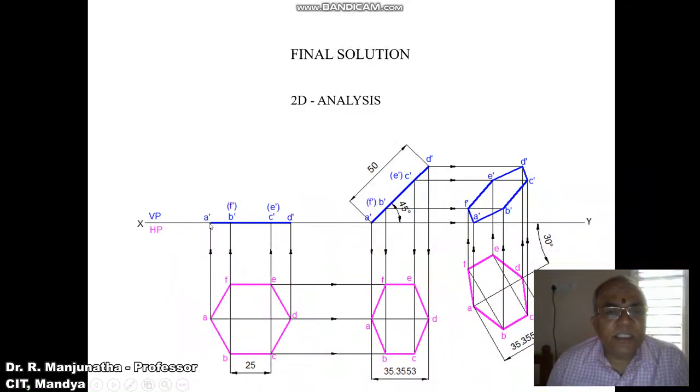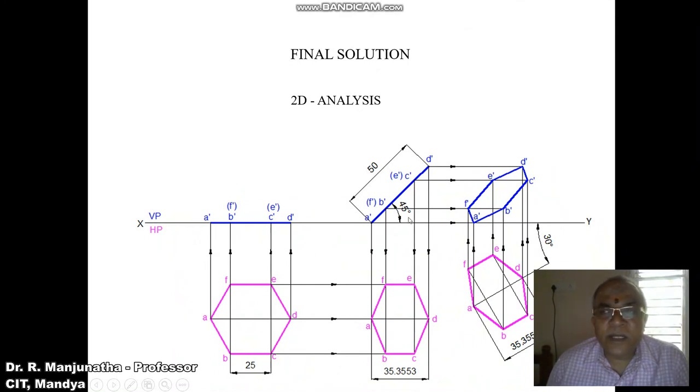Similarly, measure the distance from A dash to C dash, with A dash as center cut an arc on that 45 degree line, and you mark this point as C dash and D dash in bracket. Similarly, measure the radius of A dash B dash, with A dash as center cut an arc on that 45 degree line to get the points B dash and F dash. You mark those two points, and then join A dash to D dash with a dark line.